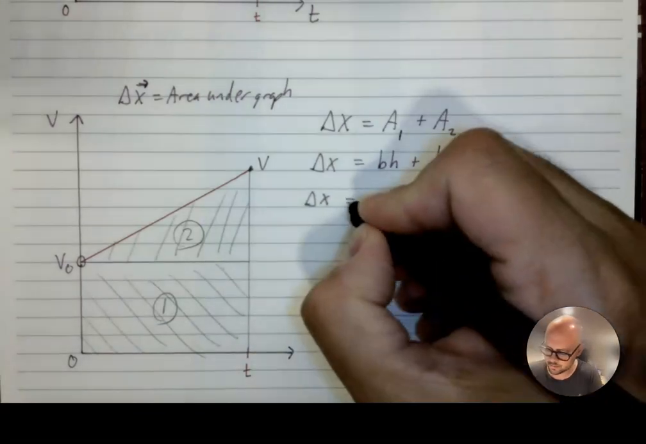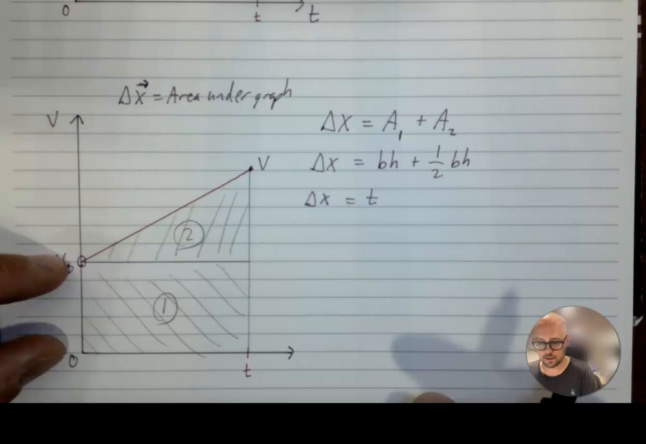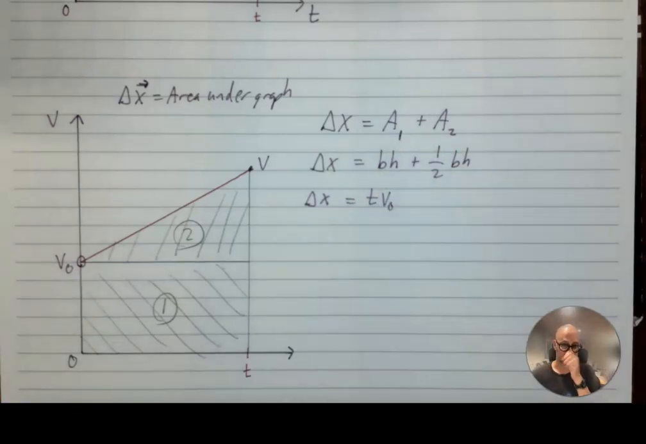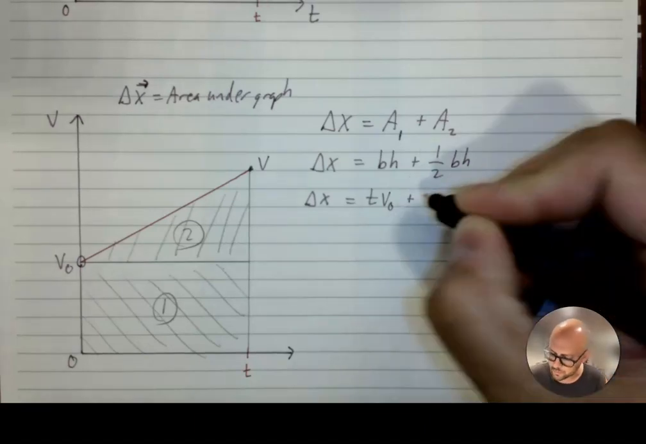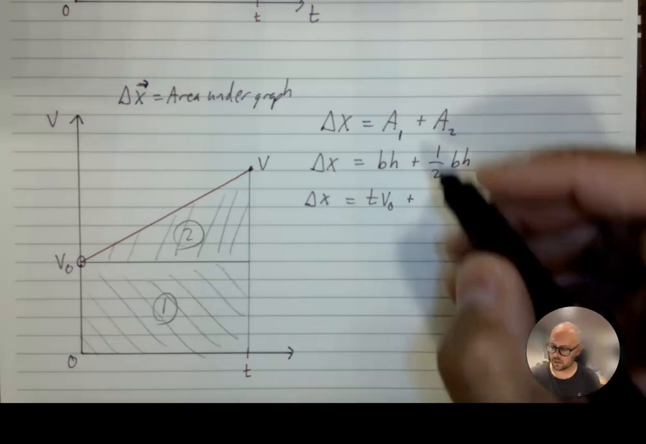The base is time, and the height of the rectangle is the initial velocity. All right, so that's easy. There's really nothing to do with that one. That's going to stay as it is. So initial velocity times time.